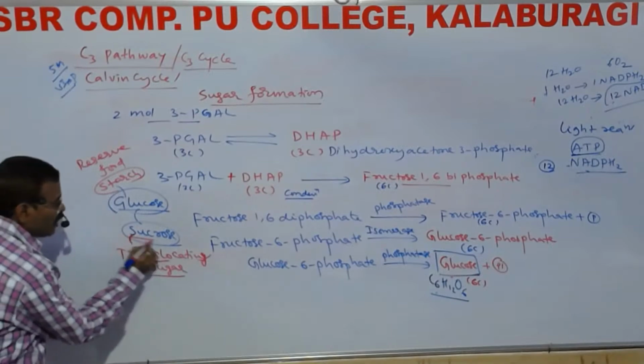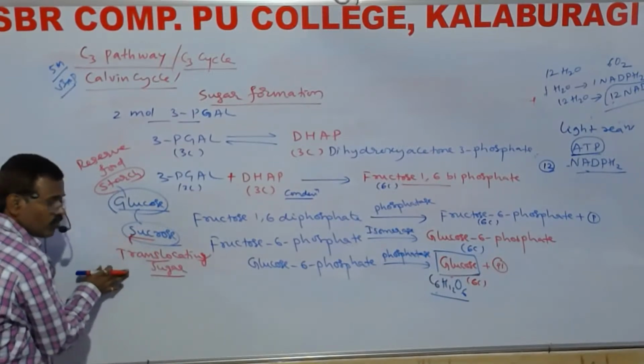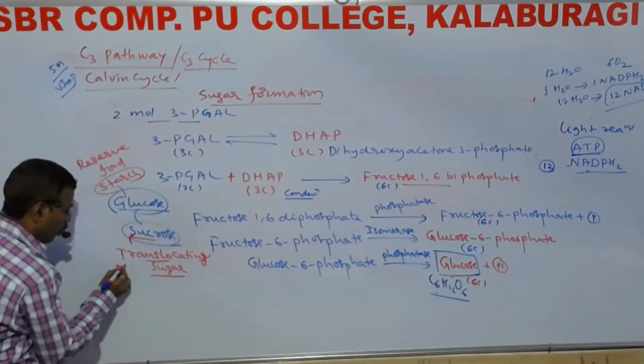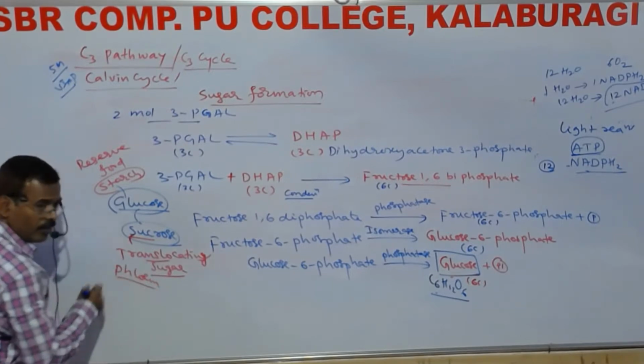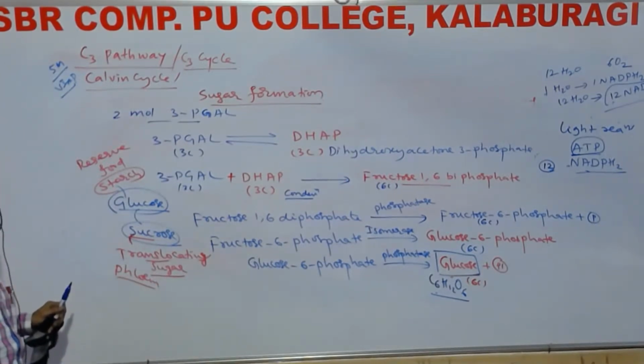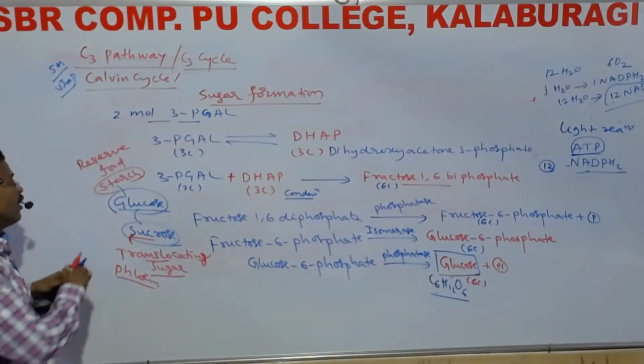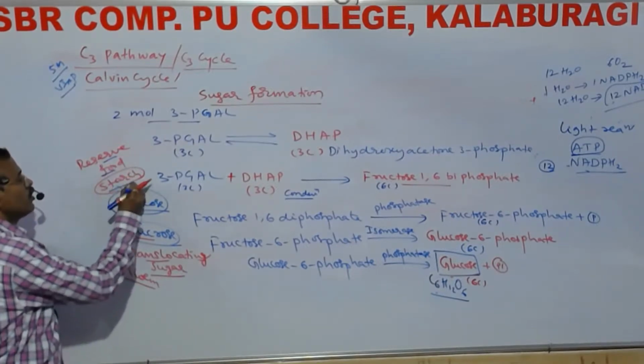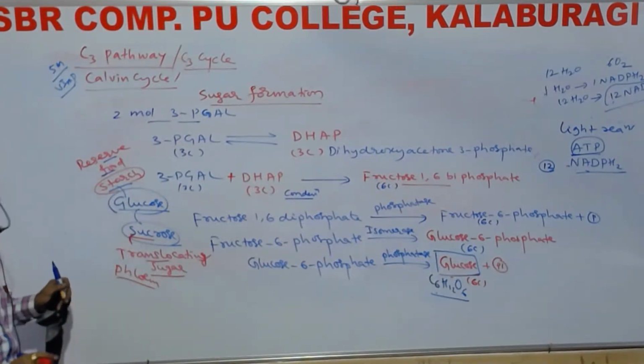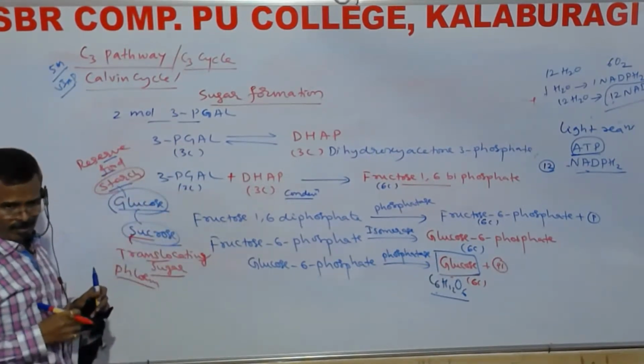So glucose can be converted into sucrose, and sucrose is transported through phloem. Phloem, you know, is the food conducting tissue, from green parts to the non-green parts. The excess glucose is stored as a reserve food material in the form of starch. Okay, so this is sugar formation.